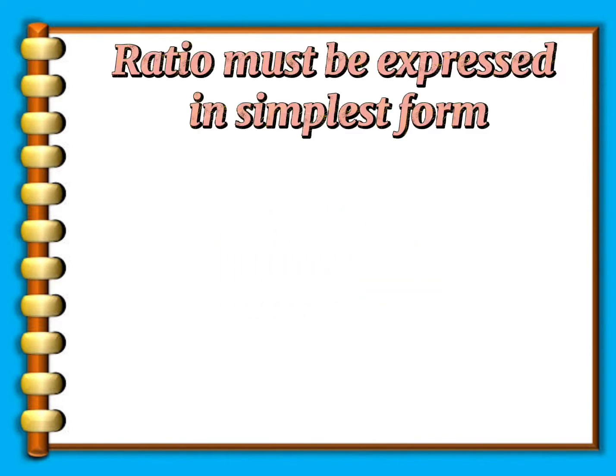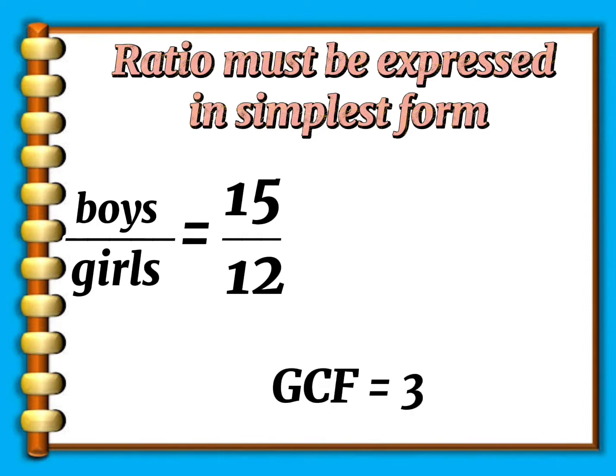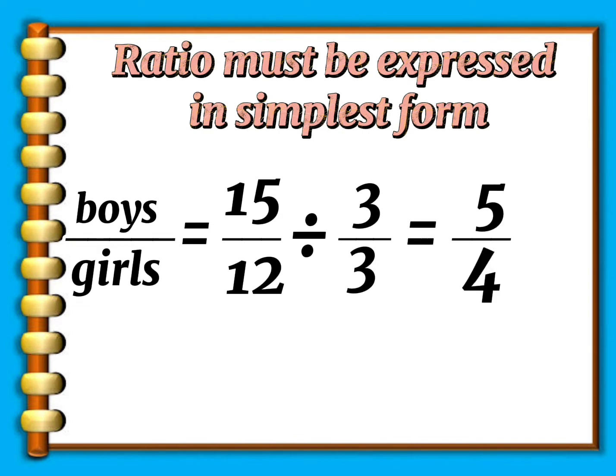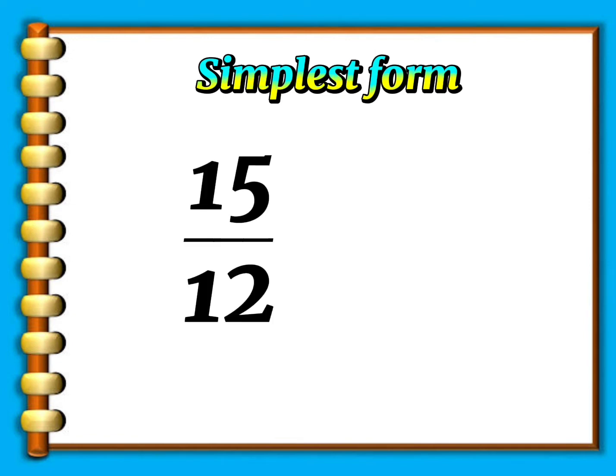Ratio must be expressed in simplest form. So our ratio boys is to girls, which is 15:12, kapag ating isi-simplify, hahanapin natin ang greatest common factor or GCF ng 15 and 12, which is 3, and then both of them ay i-divide natin sa 3, ang magiging sagot ay 5:4. Therefore, ang simplest form ng ratio na 15:12 ay 5:4.